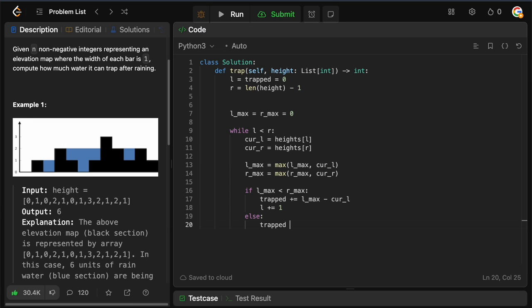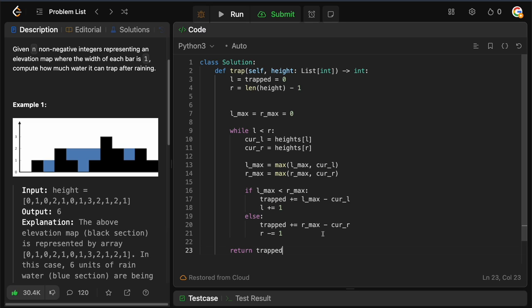So we're going to say trapped is going to be equal to right max minus the current right position, because we need to account for the fact that our current right position may actually be an obstacle as well. You can trap on top of obstacles, as you can see here. There is a trapping between this one and this one. And then we need to move the right pointer down. And then at the end, we need to just return trapped.